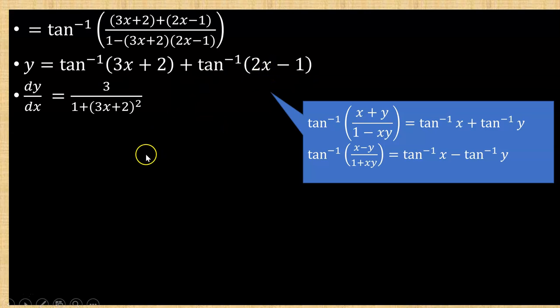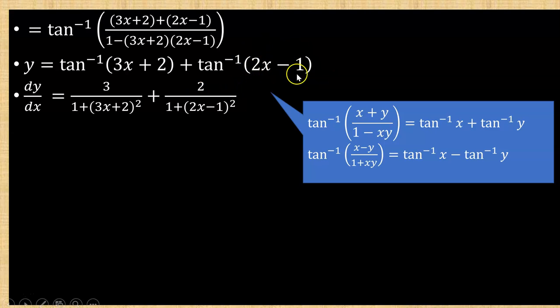Now differentiate this with respect to x. What is its derivative? That is 1 upon 1 plus 3x plus 2 into the derivative of 3x plus 2. What is the derivative of 3x plus 2? The derivative of 3x is 3 and the derivative of 2 is 0, and that's why we write here 3 upon 1 plus 3x plus 2 bracket square, plus, again its derivative of tan inverse of 2x minus 1, that is 1 upon 1 plus 2x minus 1 bracket square into d/dx of 2x minus 1.